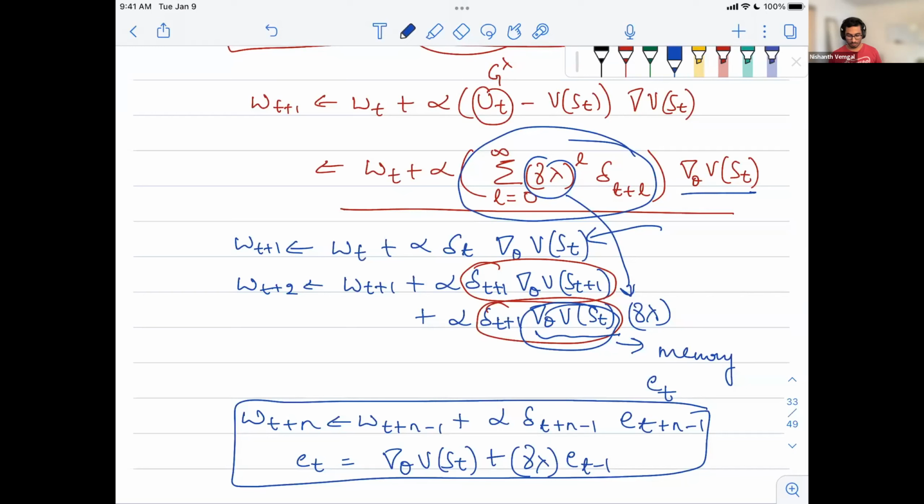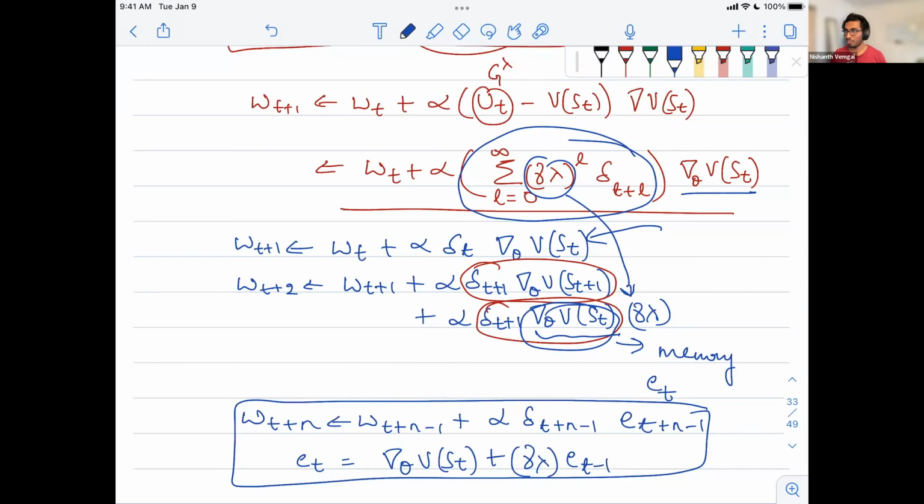And since the lambda returns, which is the forward view, is equal to this, which is the backward view, I'll tell you in a bit why it's called backward view. There's this equivalence between these two algorithms, lambda returns and TD lambda, and it's called forward-backward equivalence.